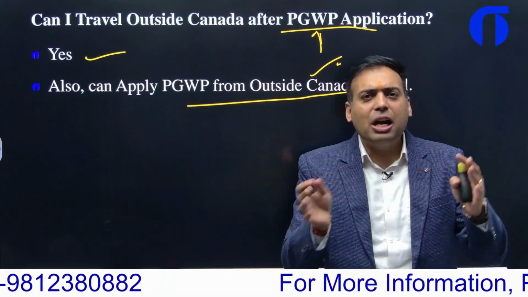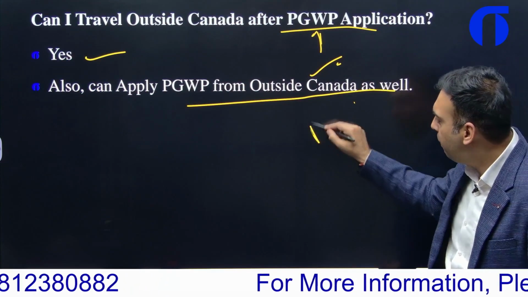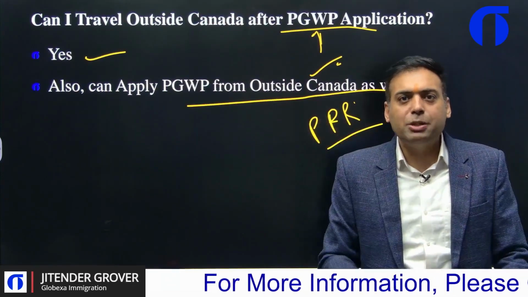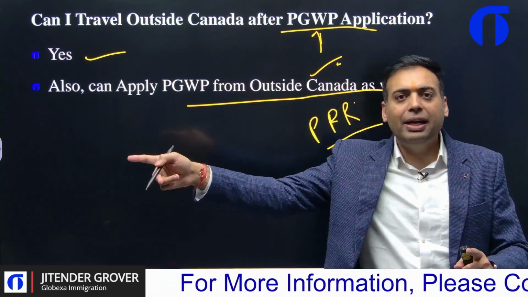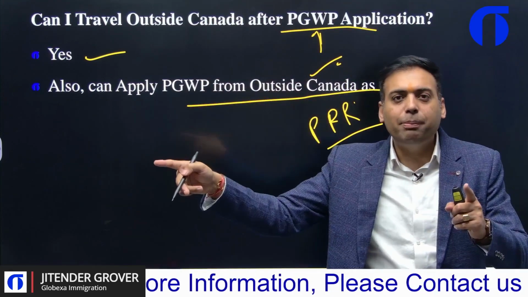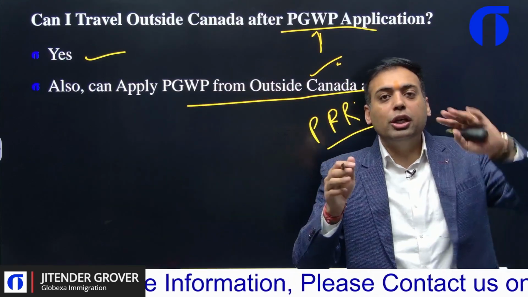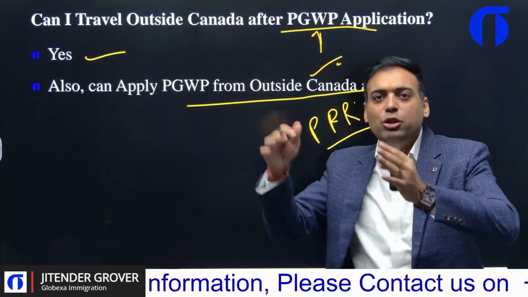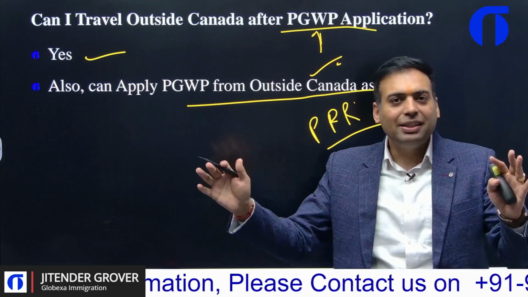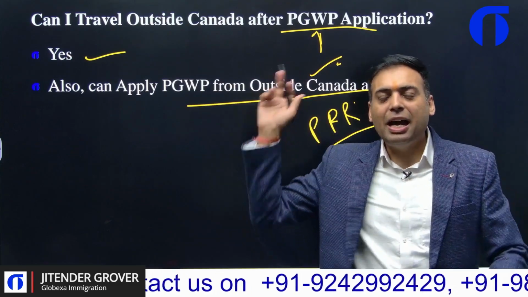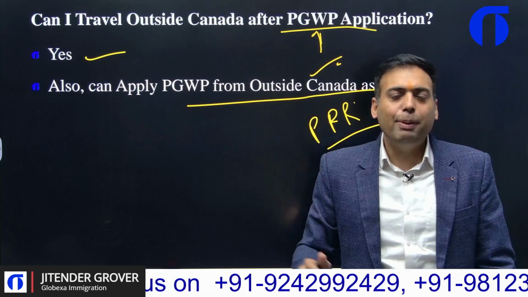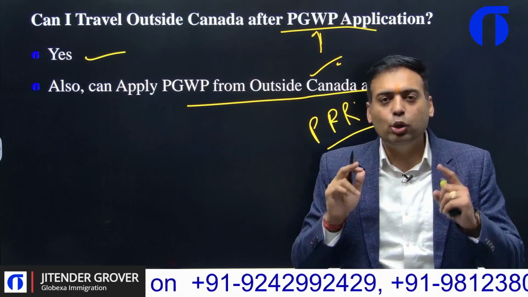At max, if you are outside Canada, then you will get a PPR, passport request, and then you can get a visa stamp on your passport, and then you can travel back to Canada, and at the time of traveling back to Canada, you can get your PG work permit at the border. The way you got your study permit initially, the same way you can get your PG work permit at the border while entering Canada. At max, that is going to happen. So leaving Canada after the submission of your PG work permit application will not make a negative impact on your application. No need to worry about it.